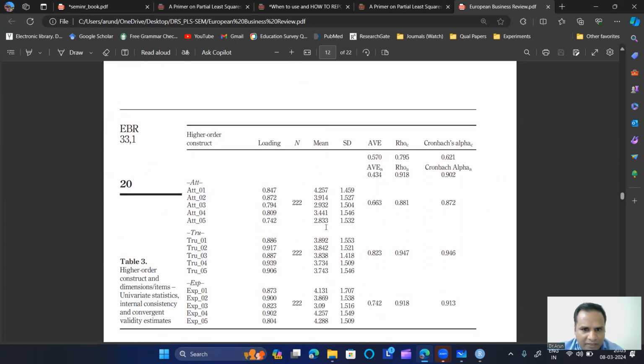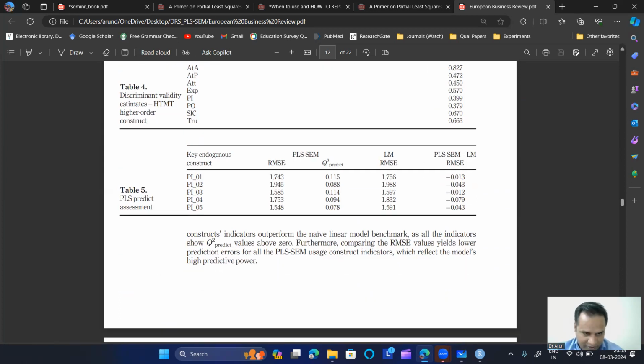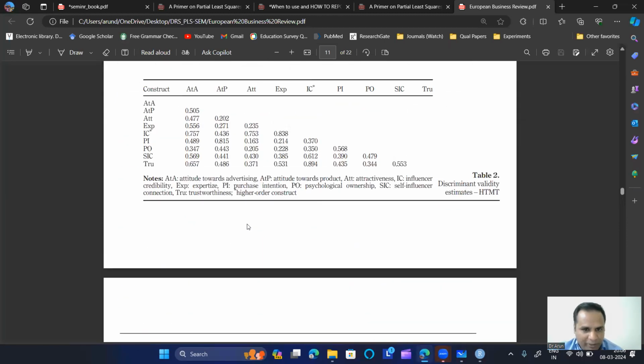Yes, okay. Then they have talked about higher order constructs. Yes, and this is how the reporting is done for higher order constructs. Okay. And then again, this is HTMT for higher order constructs, which they have done separately. And here you can see, all of you just pay attention, table number 5. Table number 5, RMSE, Q square predict. And whenever you see RMSE in PLS-SEM or LM RMSE, you should understand this is nothing but establishing the predictive validity of the model.